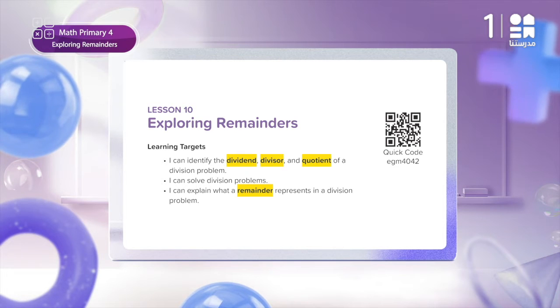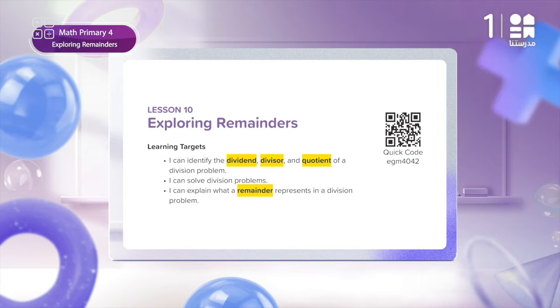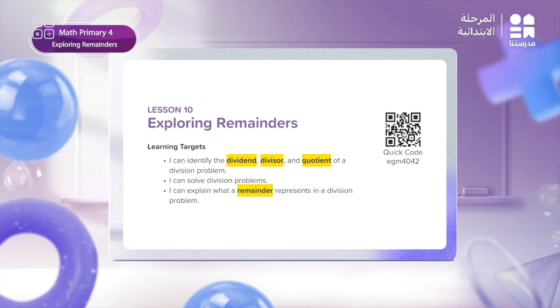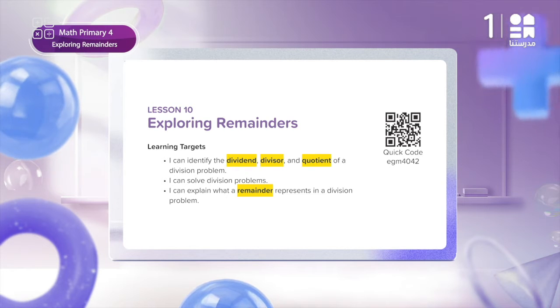If you wrote this in the form of an equation, what do you imagine it would look like? This is what we will learn in today's lesson, lesson 10 in unit 7, exploring remainders. In this lesson, we will explore concepts in division, including the dividend, divisor, and quotient. We will also explore the meaning of remainders that we will face while solving the problems.